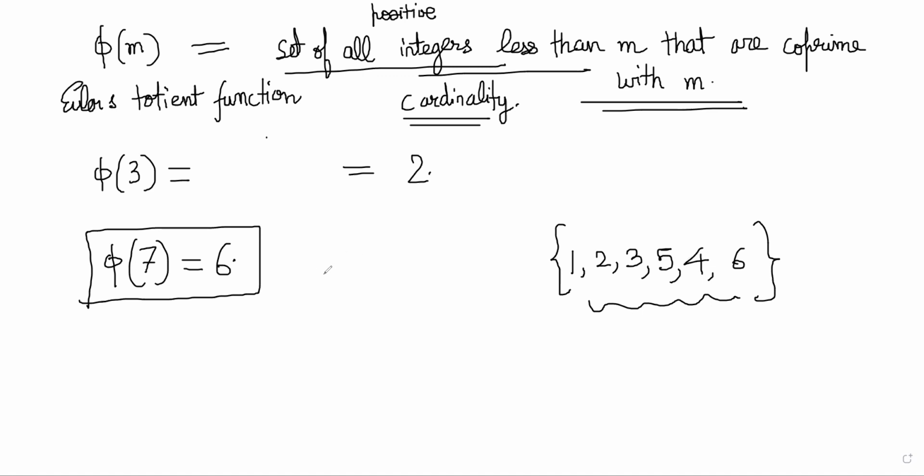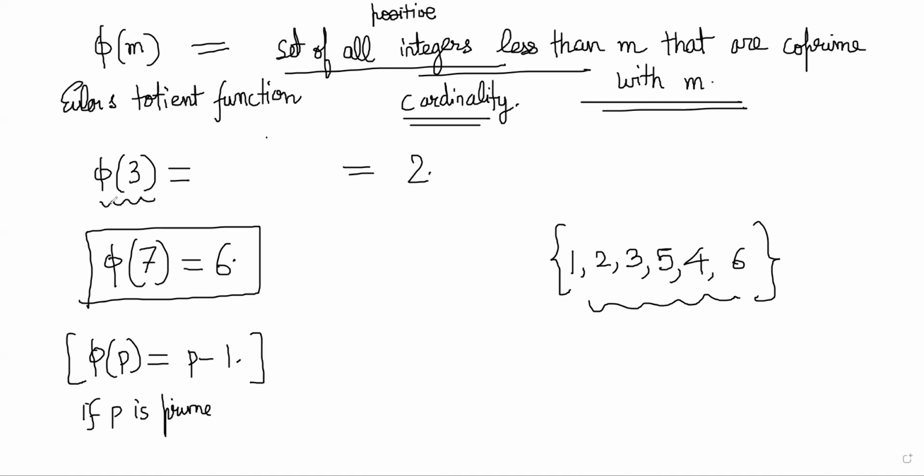So phi just counts all the possible co-prime positive integers less than m, and phi of m has some nice properties. For example, if p is prime, phi of p will always be p minus 1. For examples, phi of 3 came out to be 2, phi of 7 came out to be 6. You can take the example of phi of 2. 2 is a prime. The only positive integer less than 2 that is co-prime with 2 is 1. So phi of 2 is also 1. So for prime numbers, this is the situation.